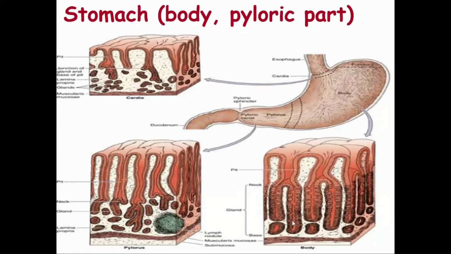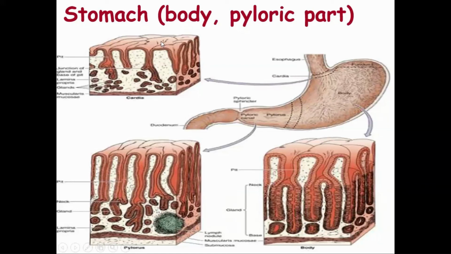What is the function of these chief cells? They secrete pepsinogen, and in the presence of HCl, this pepsinogen is converted into the active enzyme pepsin. And in between the mucous neck cells and the chief or zymogen cells are the parietal or oxyntic cells. The function of these parietal or oxyntic cells is to secrete the HCl as well as the intrinsic factor.